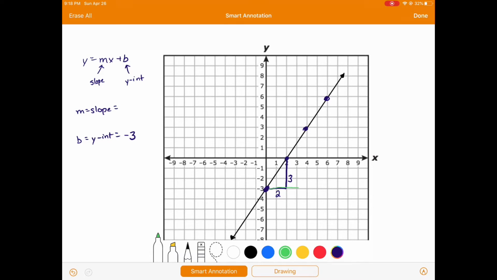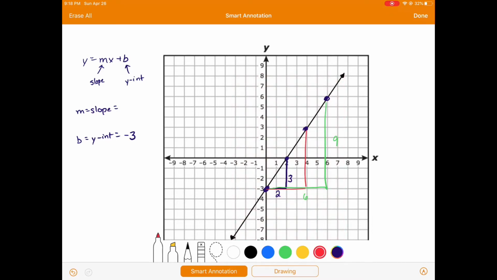I could go over all the way to this point, and I'm going to the right 6, which is +6, and up 9, which is +9. It doesn't matter which triangle you create. You also could create this one as long as you're creating a triangle from one point to the next.